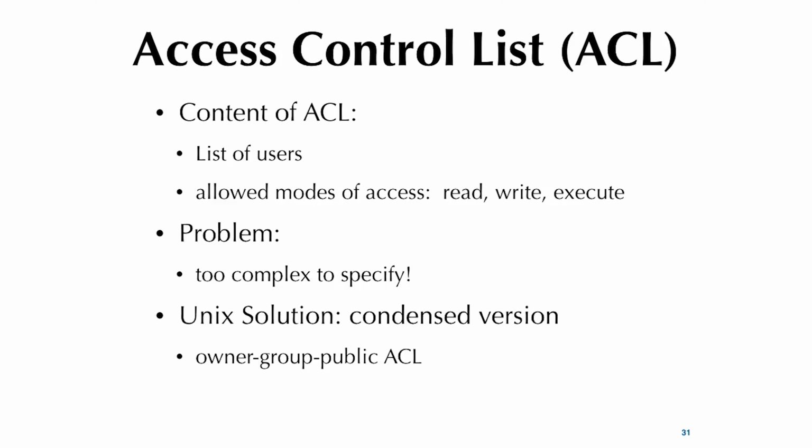So it needs to list the users and their allowed modes of access. We can assume just the three basic types: read, write, and execute. But just how many users are you supposed to track per file? Right? That can be a lot. Especially if you have thousands of users, then for each file your access control list may be way larger than the file content itself.